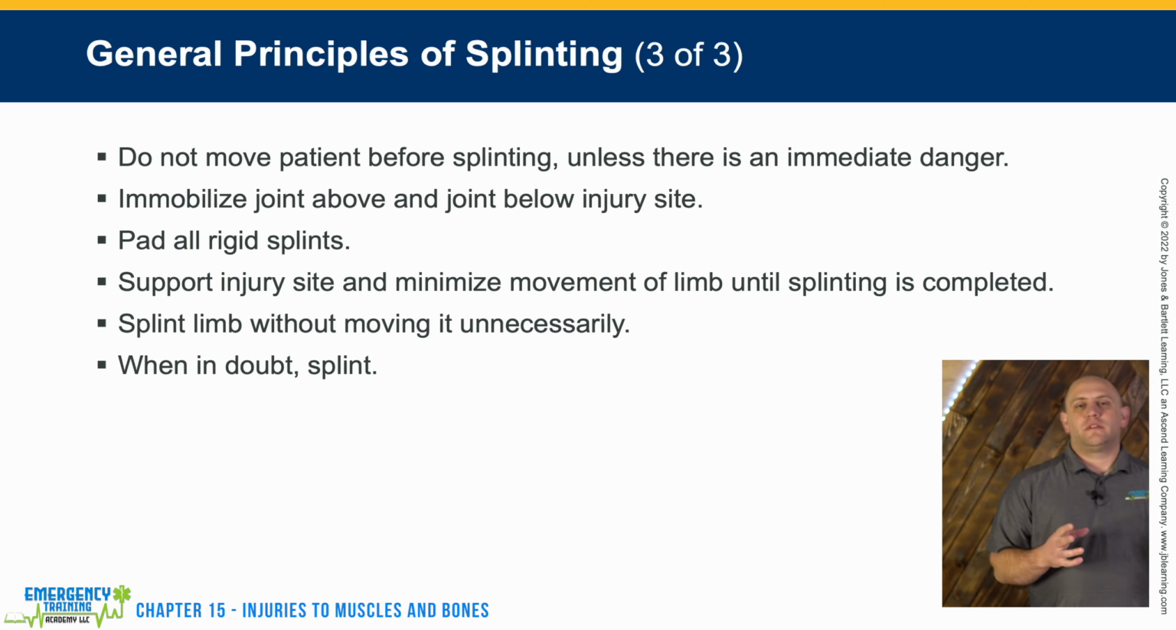As we start thinking about principles of immobilization, I want you to remember that no matter what, we're going to splint above and below the injury. So if we're splinting a long bone, then we want to splint the joint above and below that long bone to make sure that we don't have any movement.